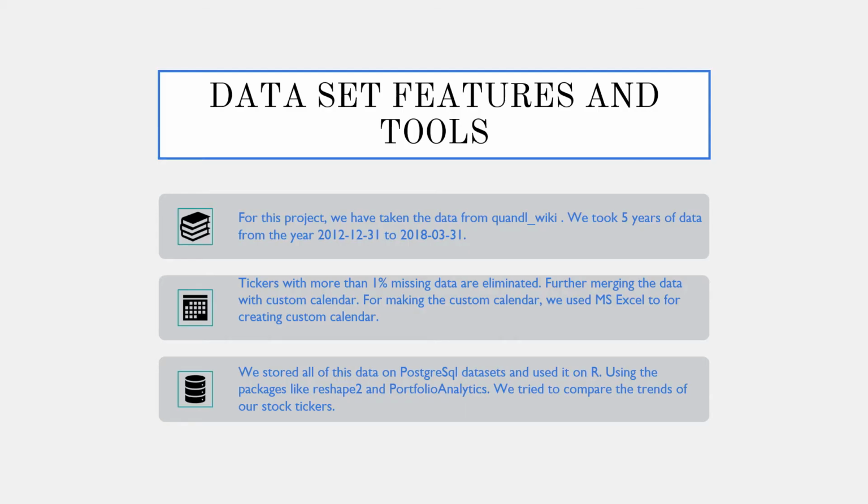Now we will talk about the dataset, its features, and the tools we have used in our project. First of all, we have extracted data from ConvilleWiki. It has 5 years of NASDAQ and NYSE data from December 2012 to March 2018. Our training period for the portfolio model is from January 2013 to December 2017.